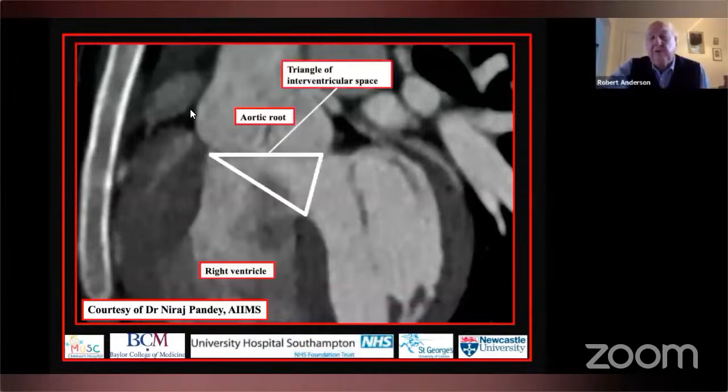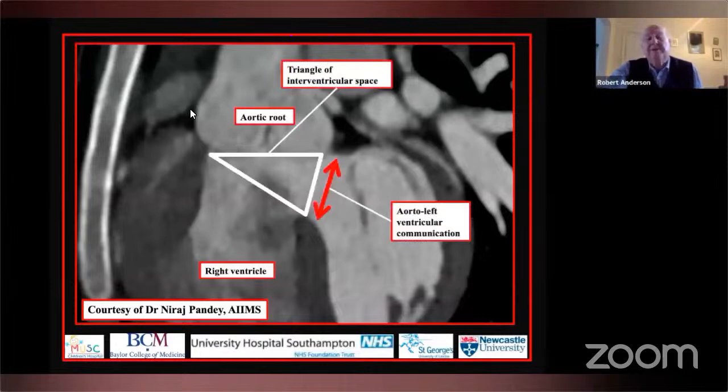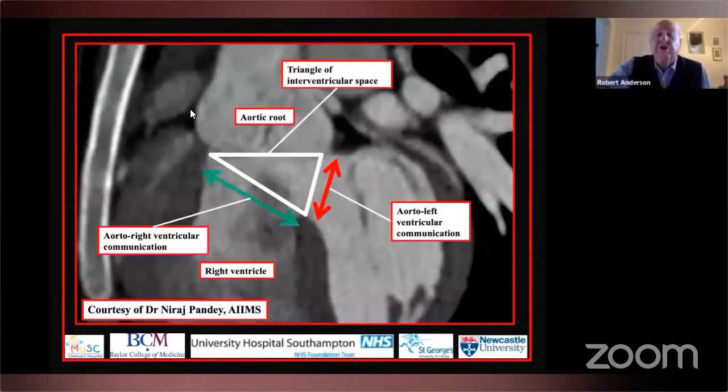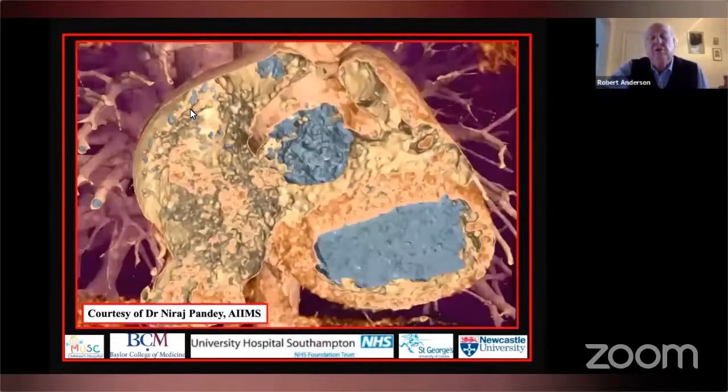But let's return once more to our triangle of space. It is still the aorta to left ventricular communication which is the outflow tract of the left ventricle. And if the surgeon wished to correct this patient, the surgeon would still have to close the aorta to right ventricular communication. Irrespective of the degree of aortic override, it is the aorta to right ventricular communication which is closed.